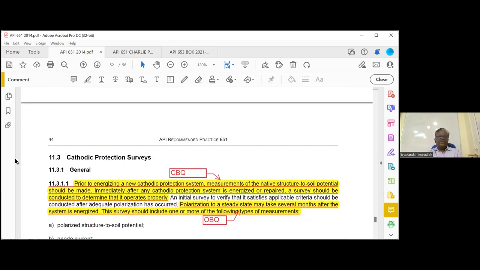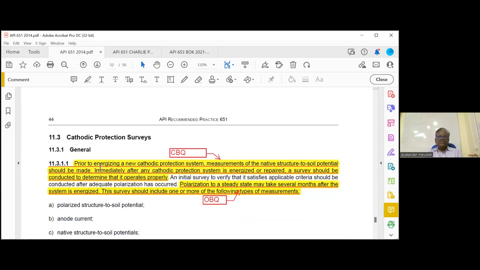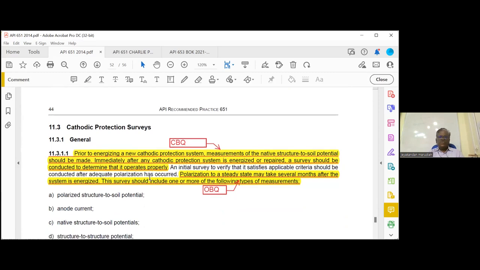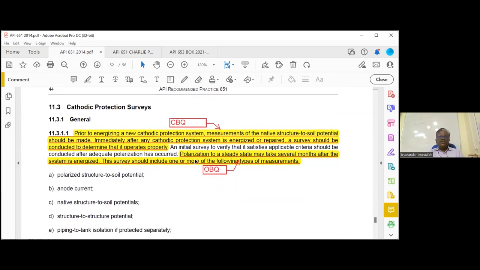On the next page, cathodic protection survey is very, very important. Prior to energizing a new cathodic protection system, measurement of the native soil structure to soil potential should be made. Immediately after any cathodic protection system is energized or repaired, a survey should be conducted to determine that it operates properly. That is a closed book question. Then this line: polarization to steady state may take several months after the system is energized.